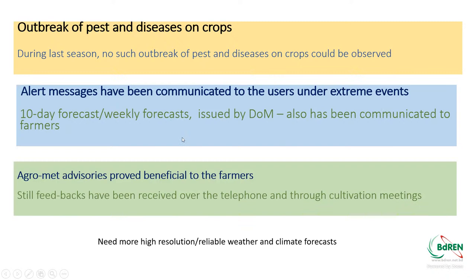Regarding the benefit of agromet advisories, earlier our farmers mostly worked according to their traditional knowledge, but now they understand that traditional knowledge is not very valid with the emerging climate change. So they are very keen on the scientific information provided by the Met department, the agriculture department, and other agencies. So there is good feedback from them.